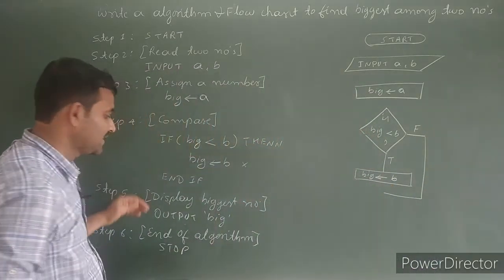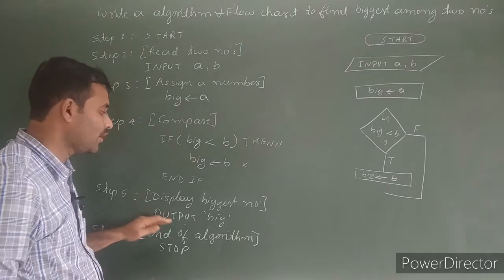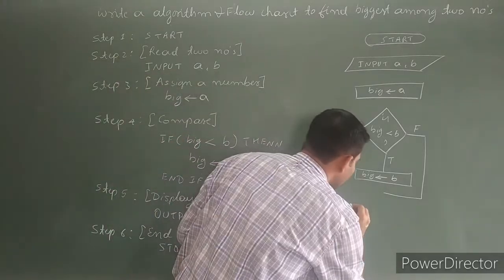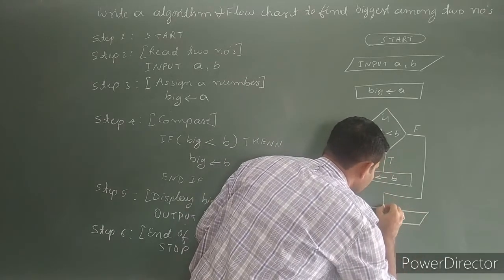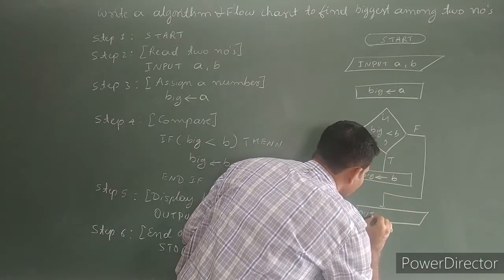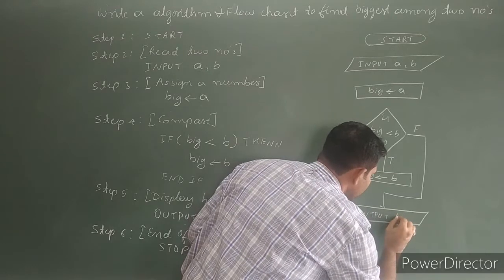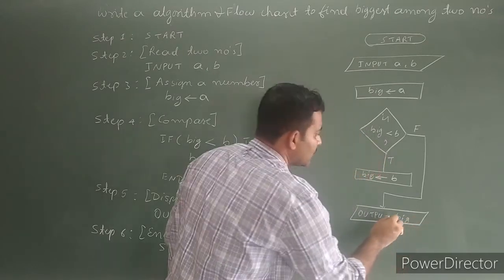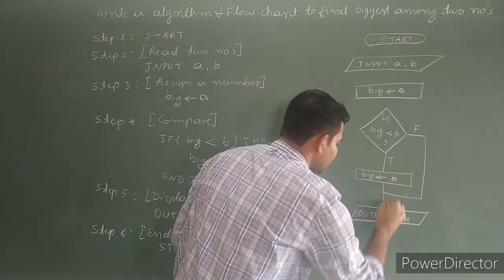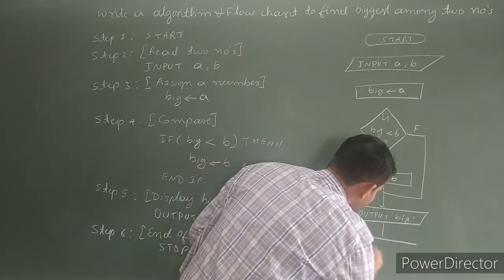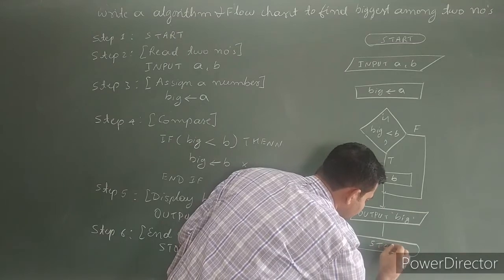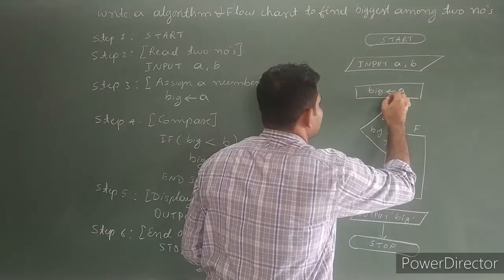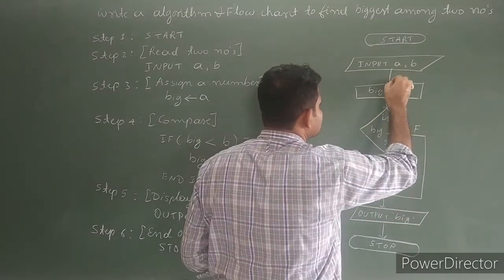we have to execute the next statement. Here the next statement is output big. Output means again the parallelogram. So in that, output big, because the variable big holds the biggest value. So finally, end of algorithm. So again write the oval, write stop. Then mention the flow direction.